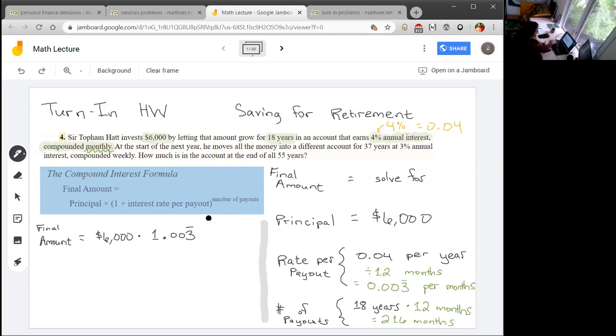Maybe I should make that not overlap things. So what do I get? 6,000 times 1.00, lots of 3's, exponent key, 216 equals, so $12,311.85. Everyone okay with that?